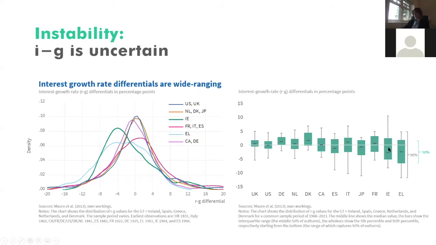So for countries like Ireland and Greece, where things are typically more uncertain and you have high growth volatility, you can see that the spread around the middle 50% of the distribution, the interquartile range, is much wider than, say, for the likes of the UK and US. So you can have anything from a kind of +2 to +3 percentage point I minus G level to -6 in 50% of the kind of historical cases.